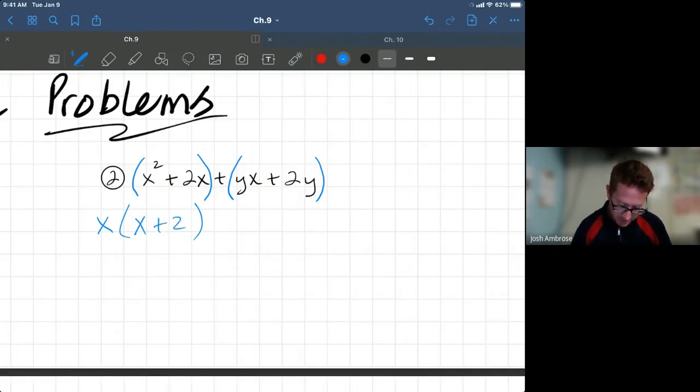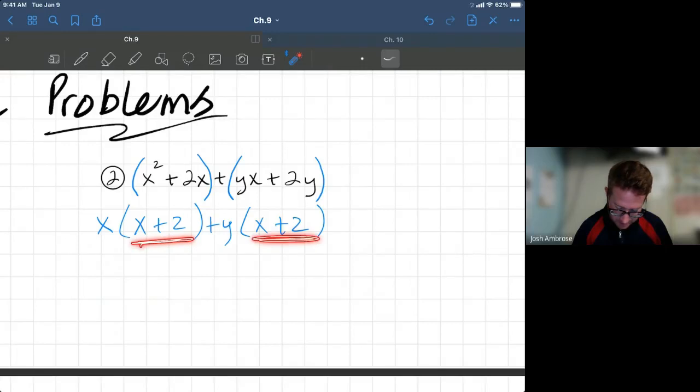Now, let's see what these guys share. They both share a variable y, so we're going to factor a y out. And then in parentheses, only an x is left over, and the 2 is left over. And again, my checkpoint is that they are the same, x plus 2, x plus 2.